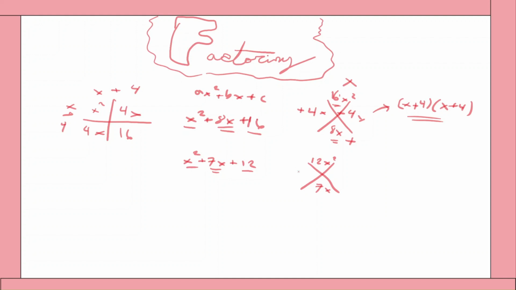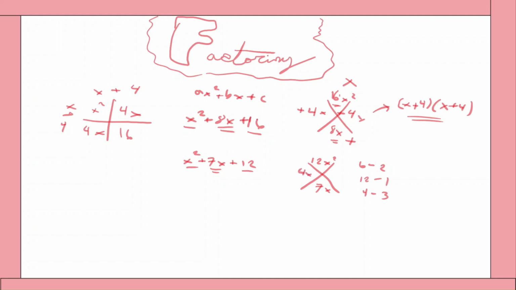So what are two numbers that multiply to give you 12? We know there's 6 and 2. We know it's 12 and 1. We know it's 4 and 3. So does 6 and 2 add to give you 7? No, they don't. Do 12 and 1? They don't either. Well, did 4 and 3? Oh, 4 and 3 do.